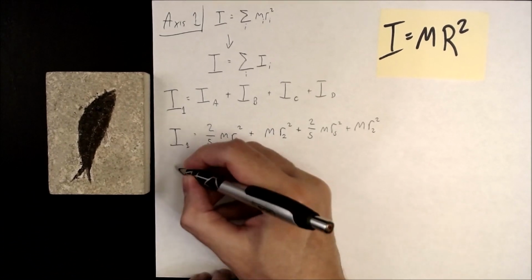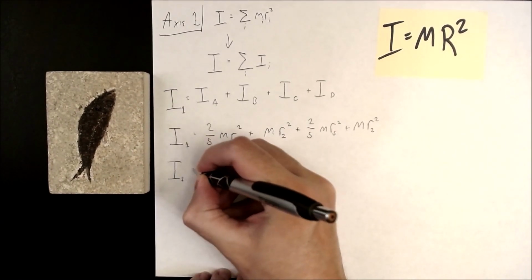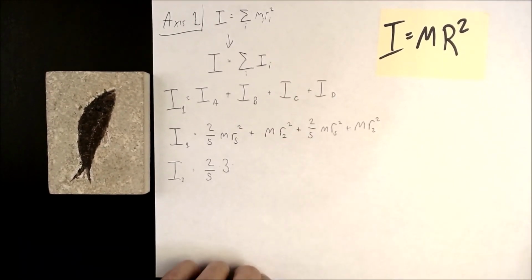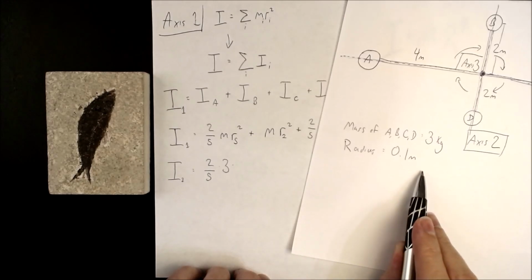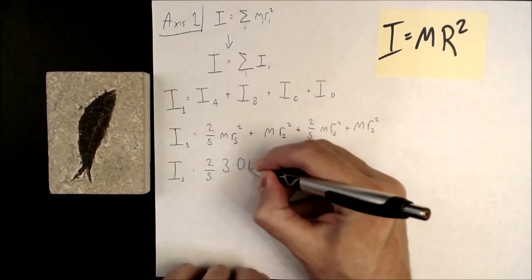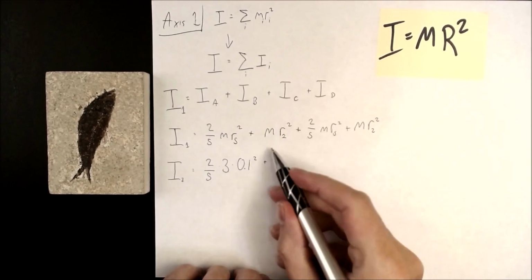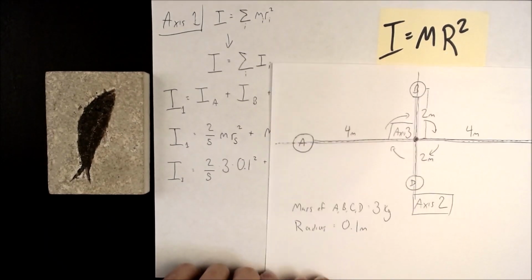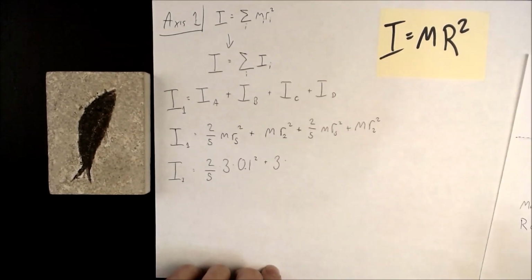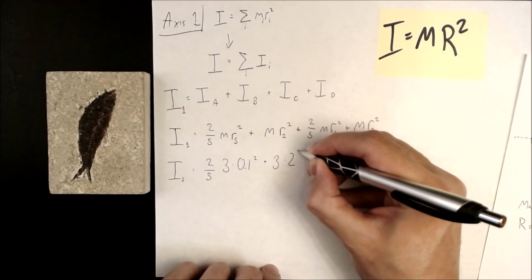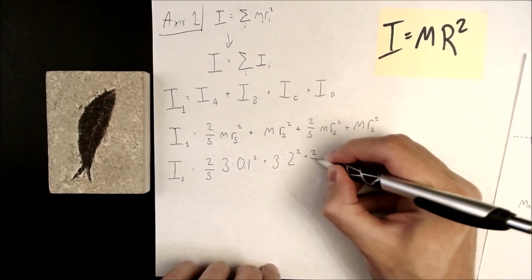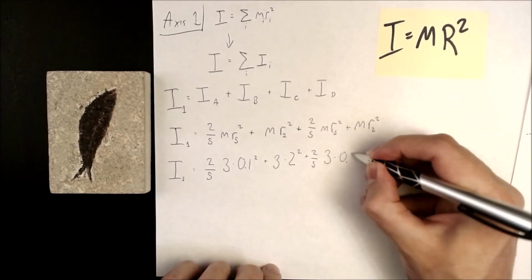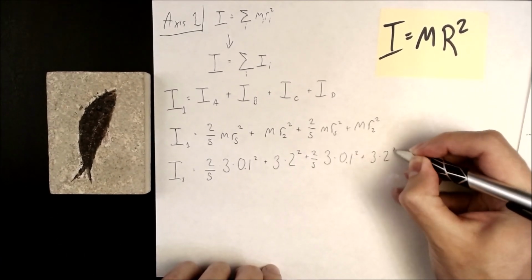We can plug in some numbers. I1 is equal to 2/5 times 3 kilograms times the radius of the sphere, which I said is 0.1 meters, 0.1 squared, plus the mass of the sphere, 3 kilograms, times the radius to the center of rotation, 2 meters, 2 meters squared, plus 2/5 times mass 3 times radius of the sphere, 0.1 squared, plus 3 times 2 squared.